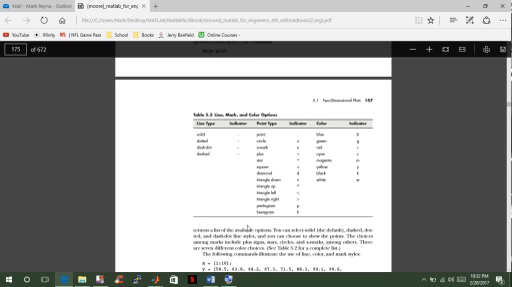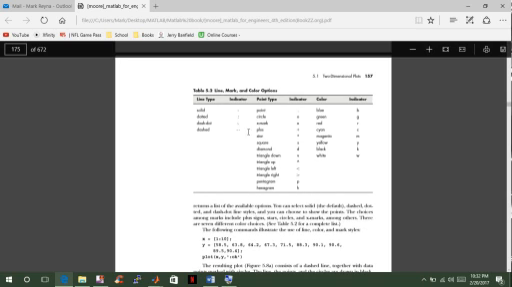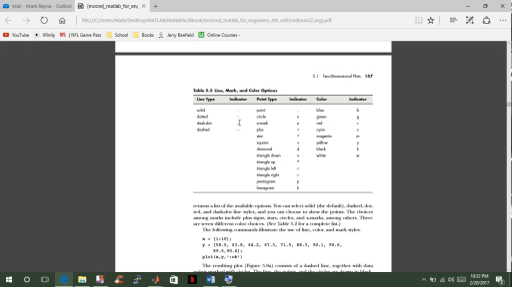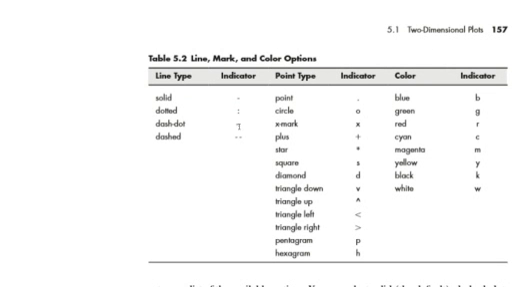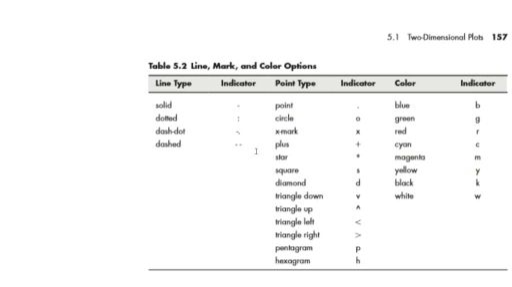Here on page 157 of the textbook, you can see all the different options you have. This is solid. These are dotted. Let me try to zoom in. You can't see that. That's perfect. So you have solid, dot-dash, dashed. You have points, plus, star, square. You could have yellow, black, white, red, green. So you guys have options here.